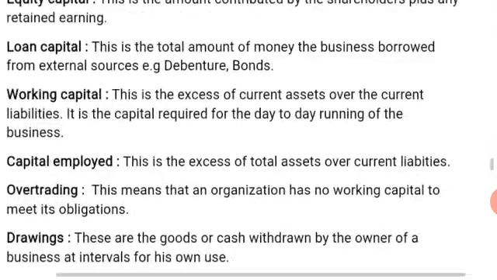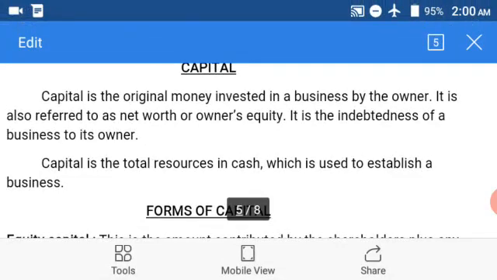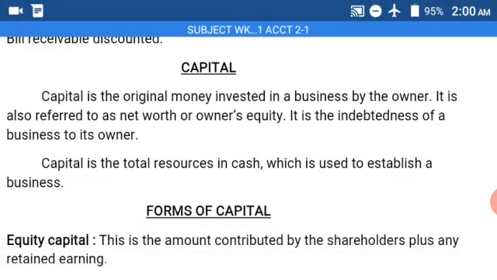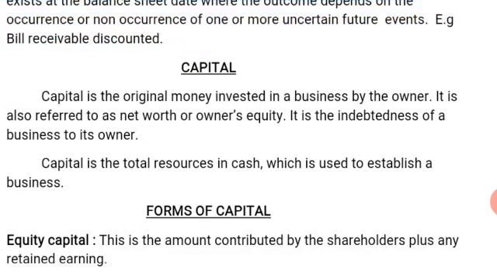Now, the final part of a balance sheet. Capital is the original money invested in a business by the owner. Capital is also referred to as the net worth or owner's equity. So capital can also be known as the net worth or owner's equity of a business organization.